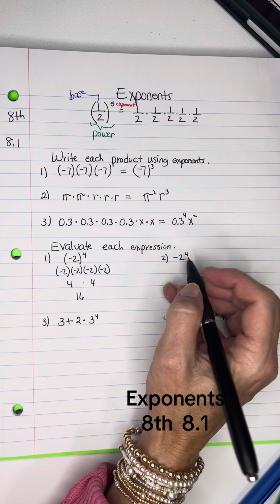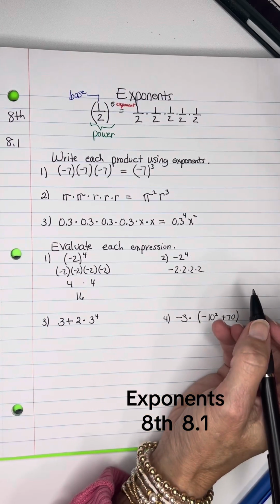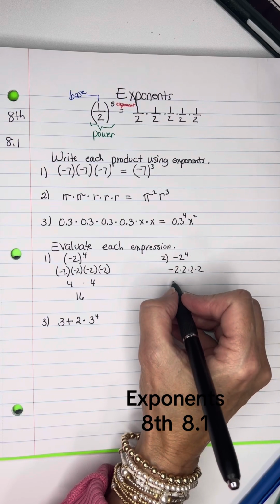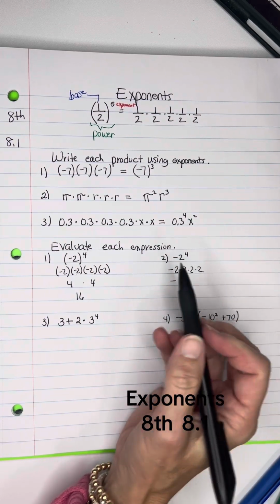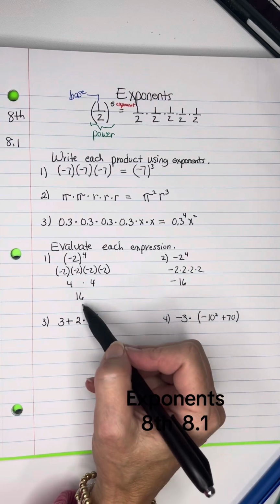Now this one right here means I have a negative, and then I have 2 times 2 times 2 times 2. So I have 2 times 2, which is 4, and 2 times 2, which is 4, so I have a -16. So whether or not there's parentheses there is very, very important as far as your final answer goes.